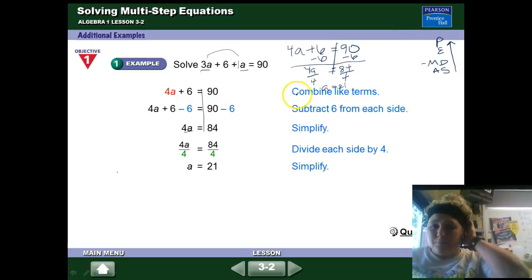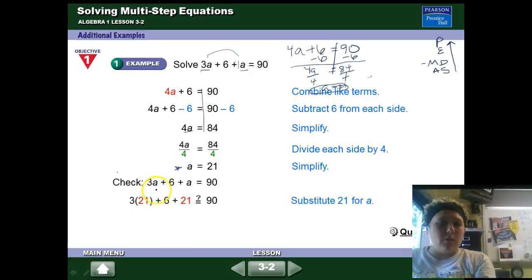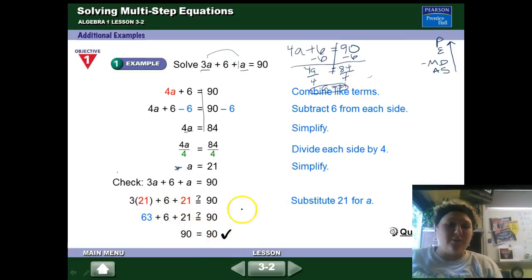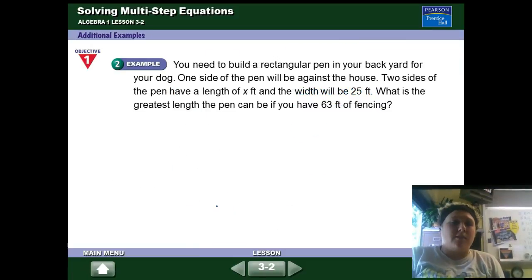So now, what you can do is go back through and check. So you're telling me that a equals 21. So wherever you see an a, plug it back into your original, and we can check and make sure. So 3 times 21 plus 6 plus 21, does that equal 90? Well, that's 63 plus 6 plus 21, so 90 does equal 90, so it checks. On to example 2, pause the video.